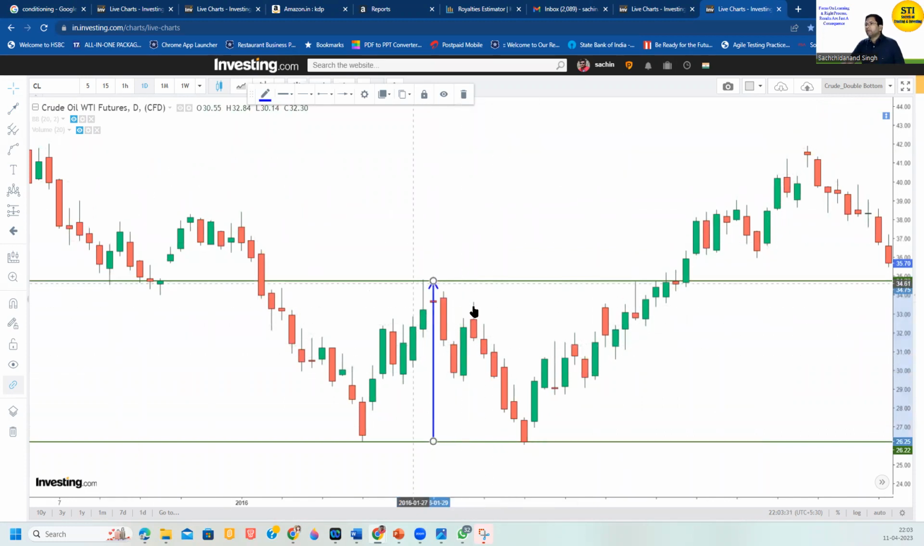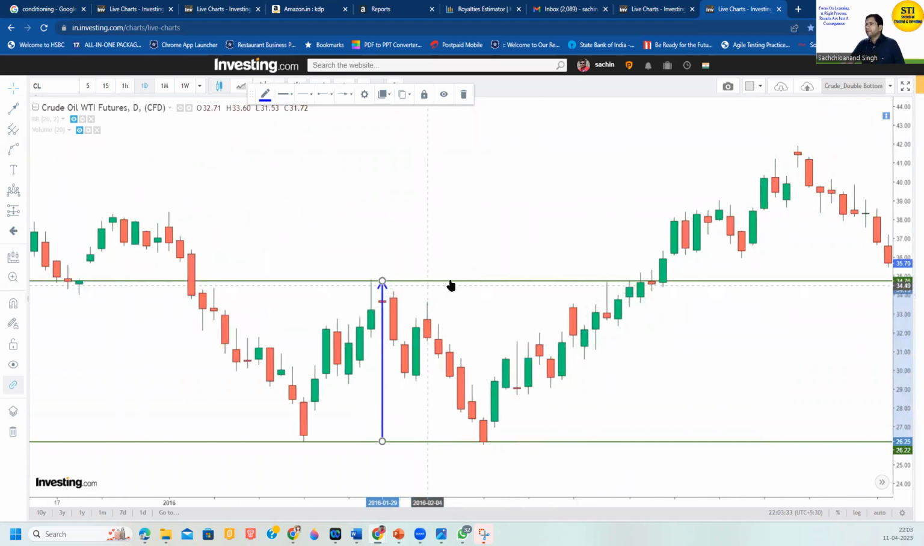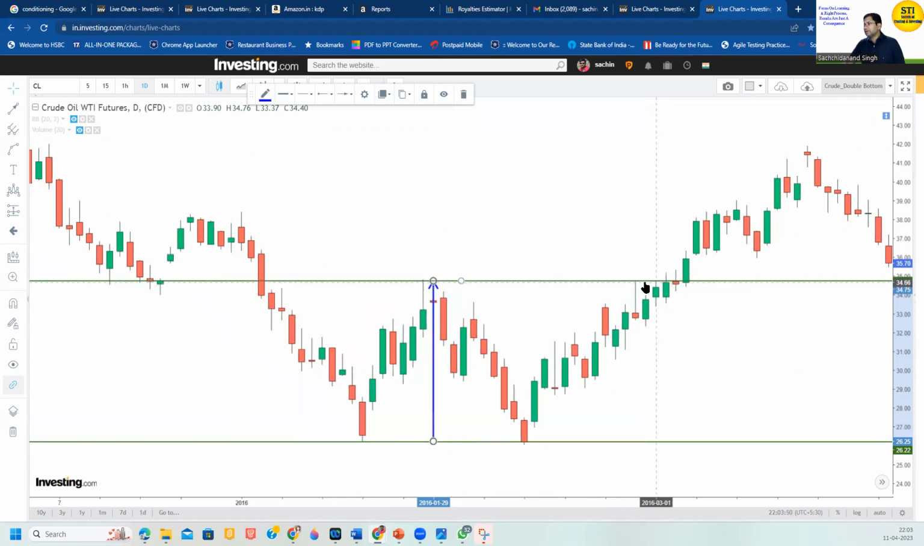And the ideal entry point could be when, after bouncing back from the bottom or the support line, the price is going to cross, or break out of, this particular resistance. Because this is the resistance, it might be possible that the price will touch this resistance line and again come back. So that's the reason we need to wait for the 100% confirmation.